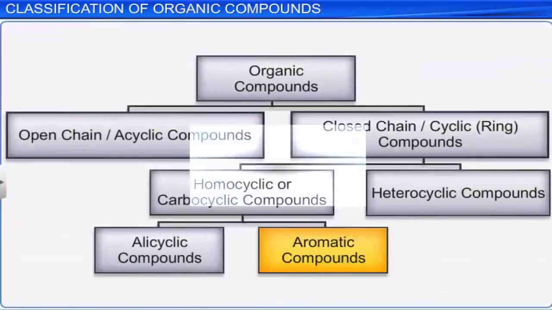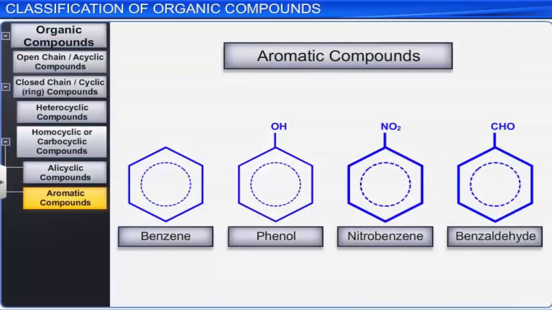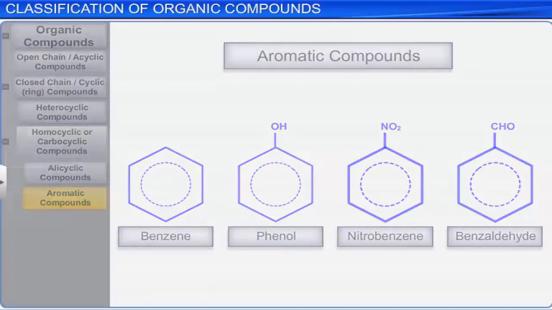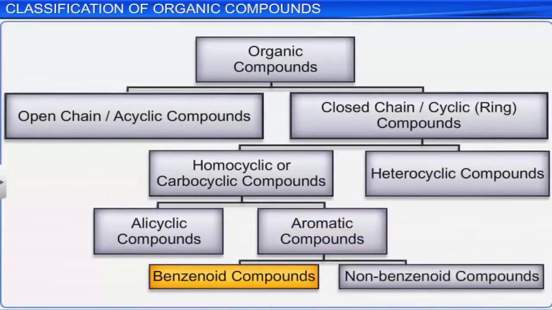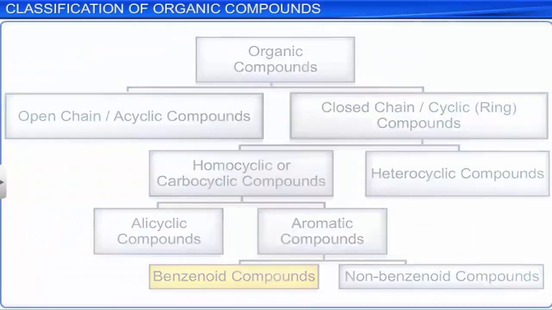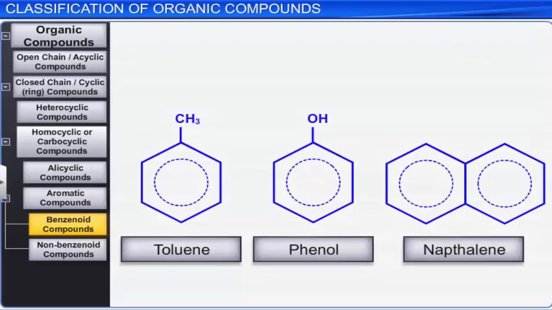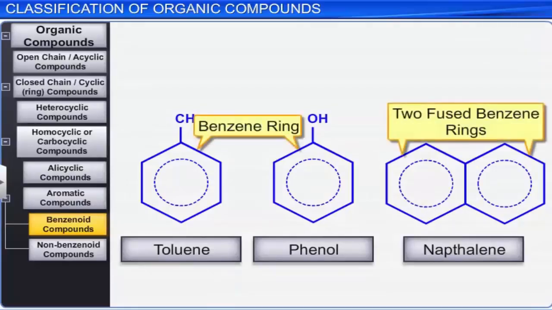Aromatic compounds are benzene and the compounds that resemble benzene in their behavior. Aromatic compounds can be further classified as benzenoid compounds and non-benzenoid compounds on the basis of the presence or absence of a benzene ring. Aromatic compounds containing isolated or one or more fused benzene rings and their functional derivatives are known as benzenoid aromatic compounds.